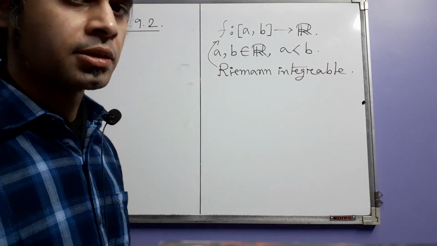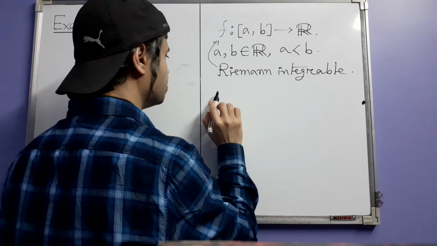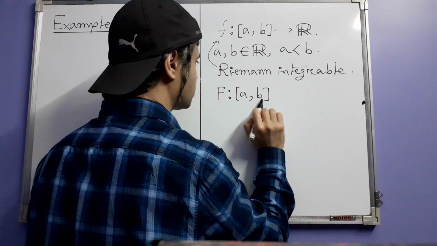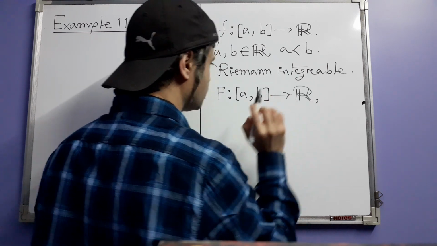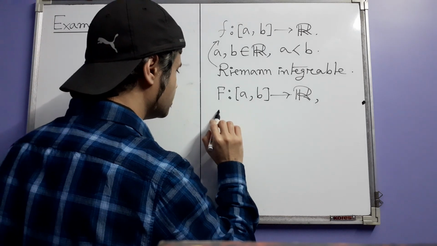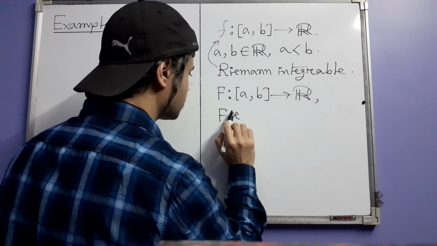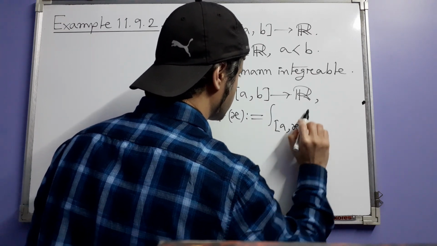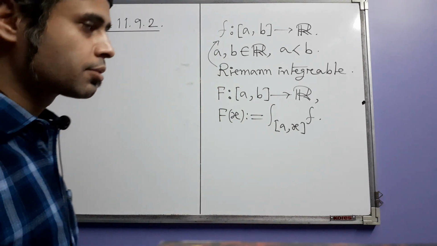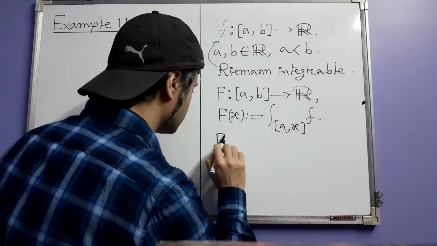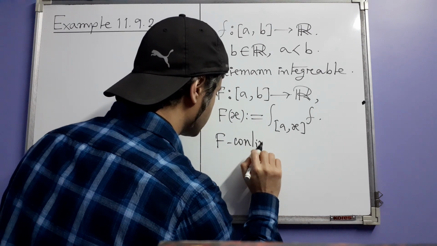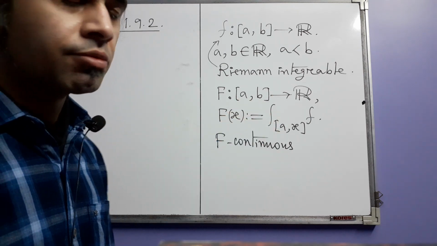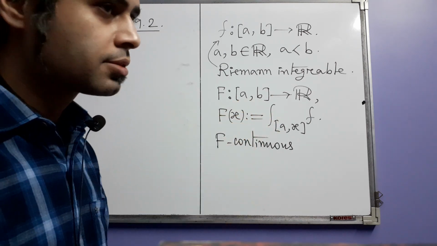Okay, so we have this function, and using this we then define another function, capital F, and the definition of capital F is this. Then what was the conclusion? The conclusion is that capital F is continuous. On this entire interval, it's continuous. At every point of this interval, capital F is continuous.